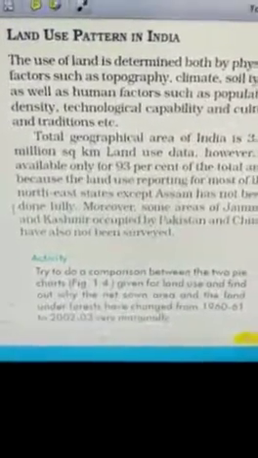Let us start with the new topic of this chapter, resources and development, that is, land use pattern in India. We need to understand how the land is used in India. We have understood different types of land, the categories of different land. Now we will try to understand which categories are used where. The use of land is determined by two characteristics, on the basis of which we can understand the use of land.